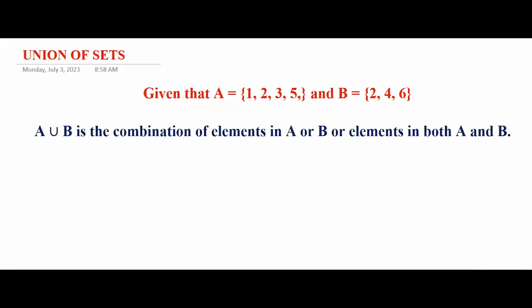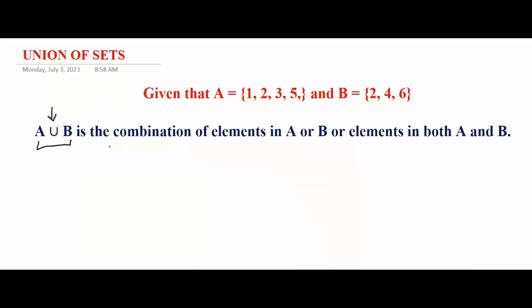Let's look into another one. That will be union of sets. Union of sets is nothing but the combination of the elements in the given sets, either the one common to the 2 given sets or the one in each of the given sets. Let's look into this example. Given that set A equals 1, 2, 3, 5, and set B equals 2, 4, and 6. To get A union B, this sign here means union. So this is read as A union B.